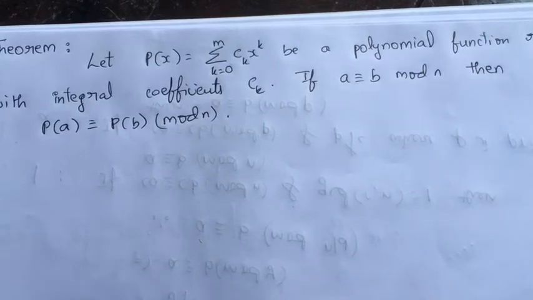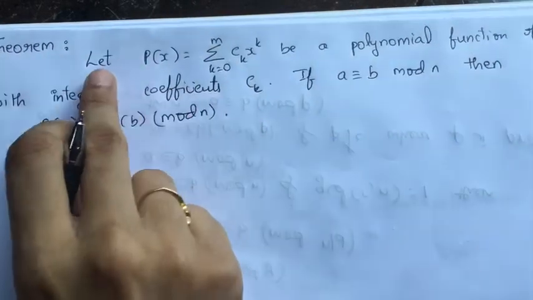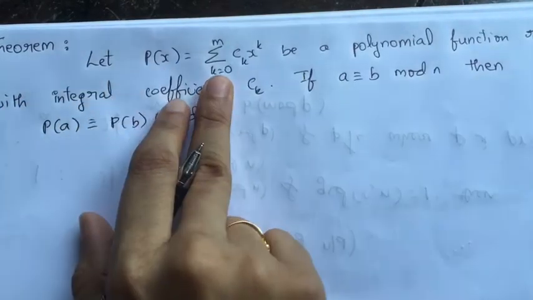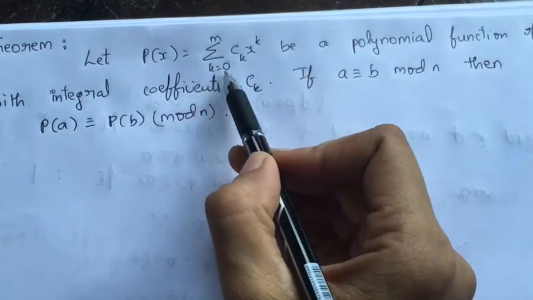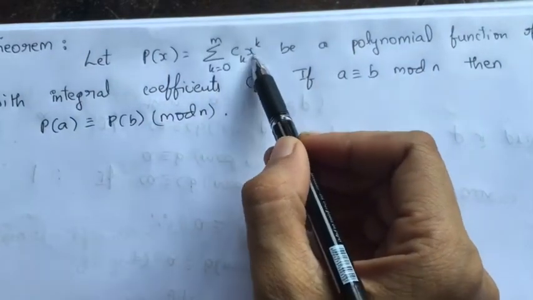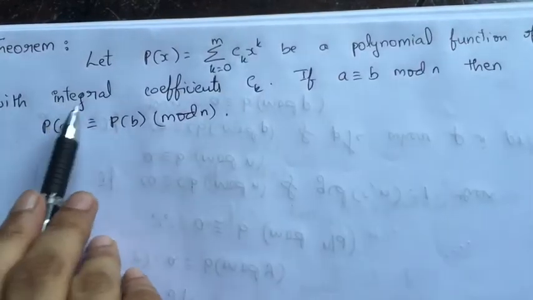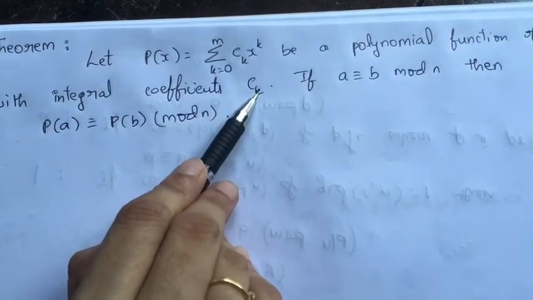To solve problems based on that, we should go through some theorems. The first one says: P of x, written in this form, summation k ranging from 0 to m, ck x power k, be a polynomial function of x with integral coefficients ck.